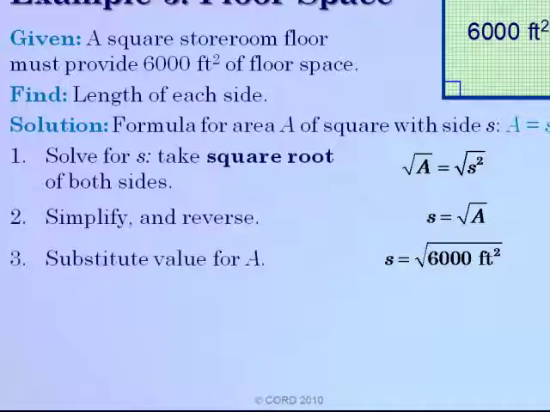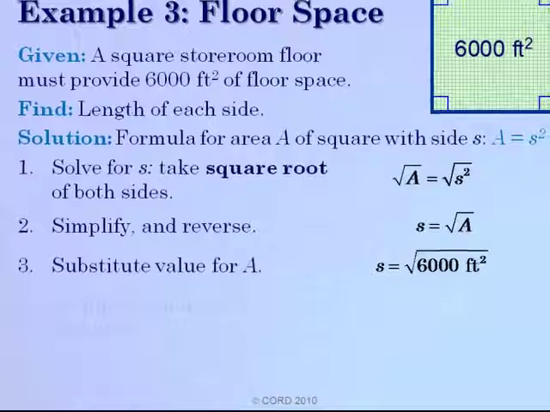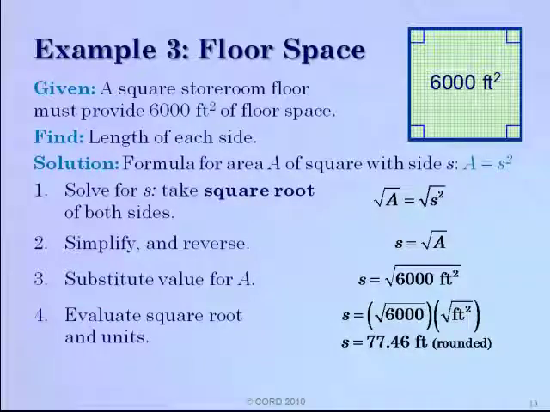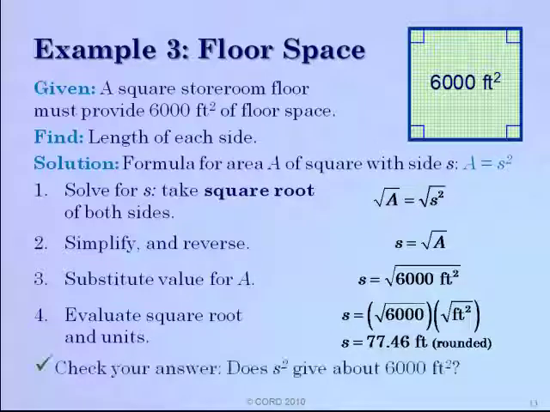Next we substitute for A our value, which is 6,000, and evaluate that on our calculator. The square root of 6,000 feet squared: we'll separate out the units and the value. The square root of 6,000 we can do with our calculator, and the square root of feet squared will be feet. And so our answer is S equals 77.46 feet. Now does that sound right? To check it out, take your value of 77.46 and square it. Do you get about 6,000 feet squared?